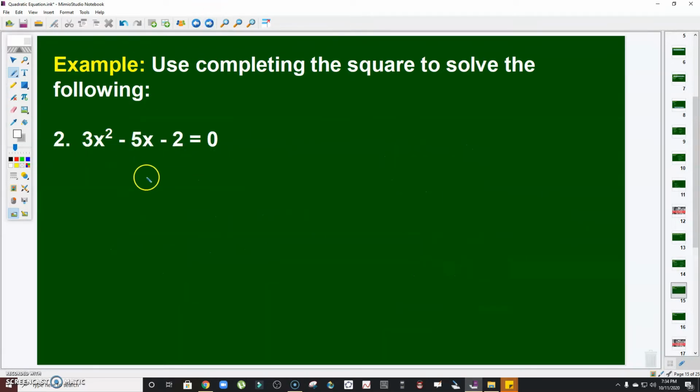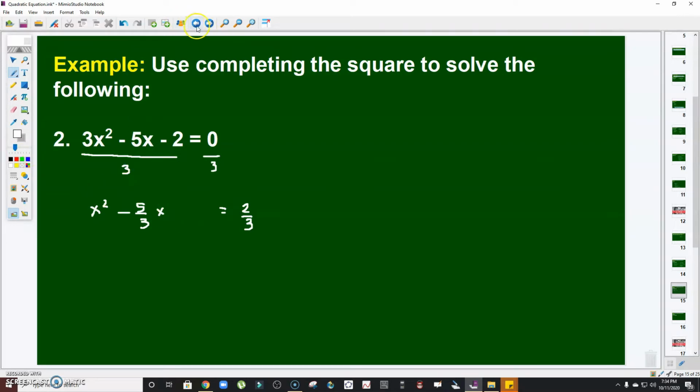So what I'm going to do here is divide both sides by 3. Divide ko to ng 3. So that is x squared minus 5 thirds x minus 2 thirds equals 0. See that? Or, transpose ko na agad: equals 2 thirds. See that?